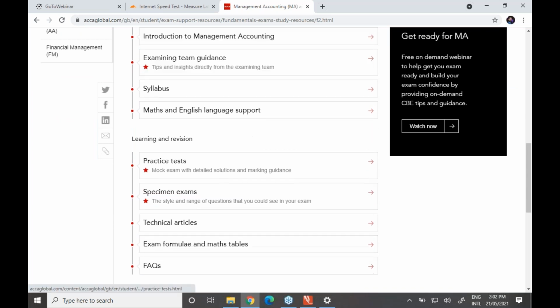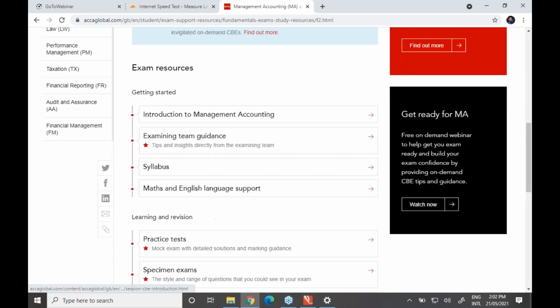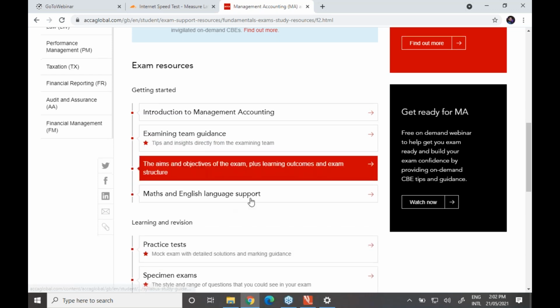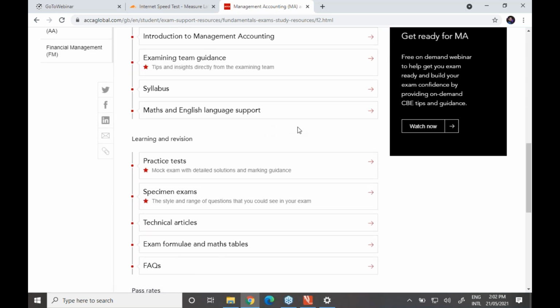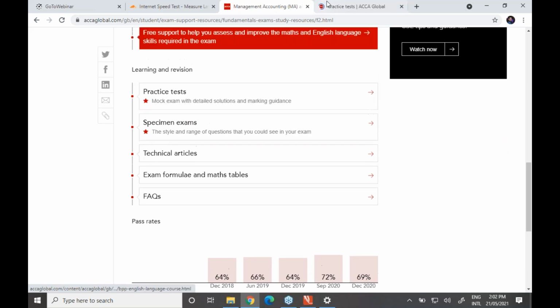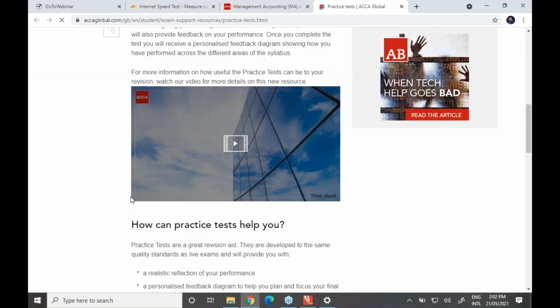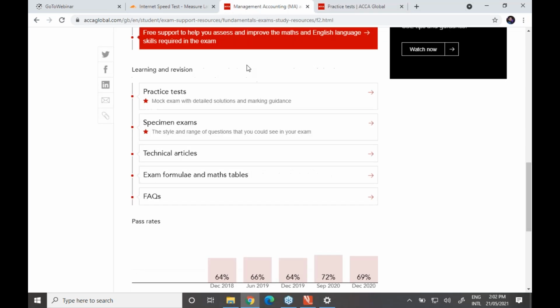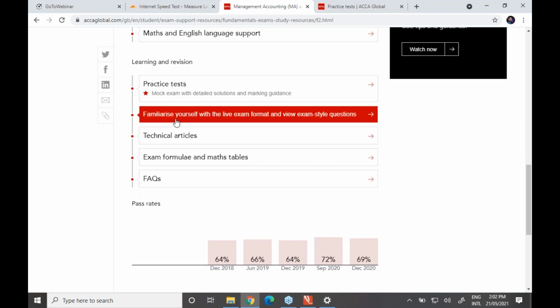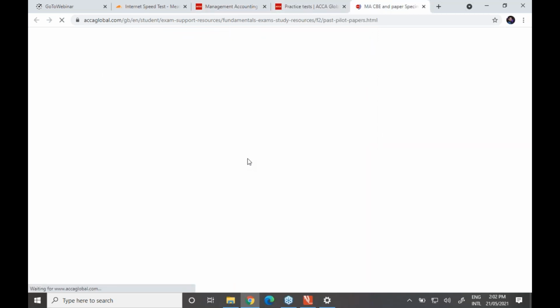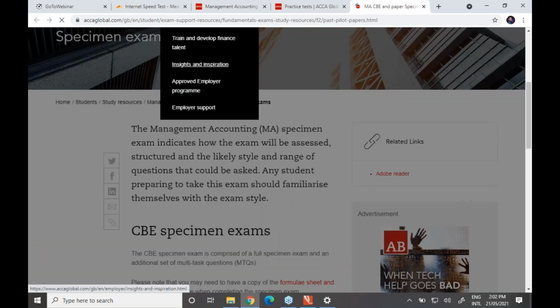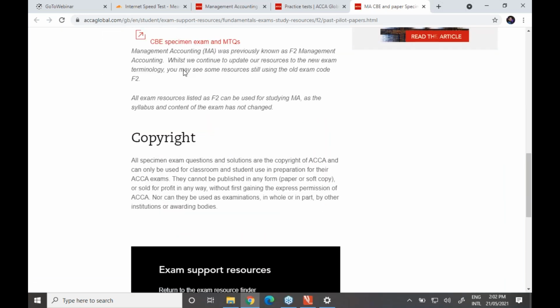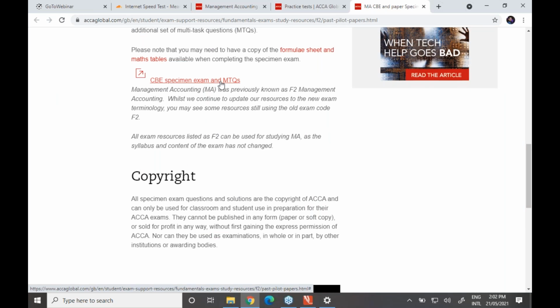See, this is the introduction to management accounting, examining guidance, syllabus, maths, English, language support, practice tests. Yes, practice tests. This is the practice test, and you need to purchase it from the ACCA. This is the additional purchasing practice test. But if you go for the specimen exam, you will have a window like that. Specimen exam and MCQs. Click on this.